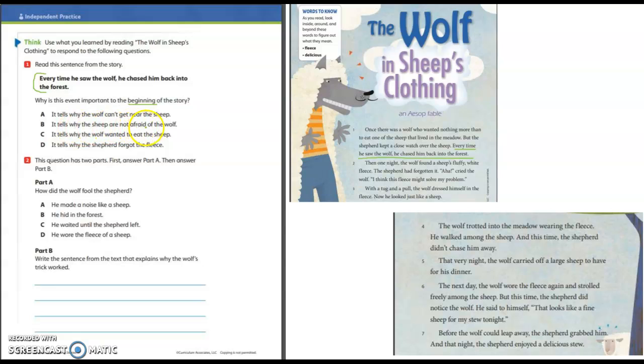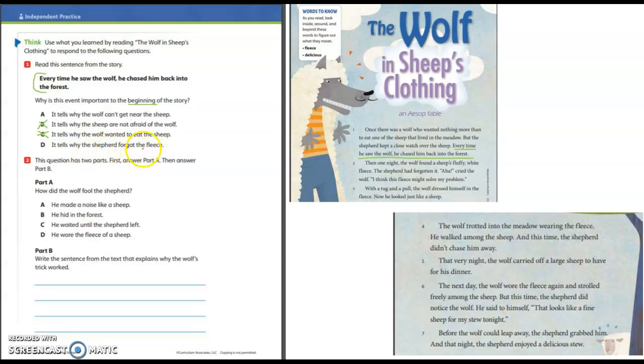It tells why the sheep are not afraid of the wolf. Going back over here to the text, I don't see anything about the sheep being afraid of the wolf, so I know that that's not the answer. It tells why the wolf wanted to eat the sheep. Well, I don't think that the shepherd chasing the wolf really tells anything about why the wolf wants to eat the sheep. So that really doesn't make sense either.